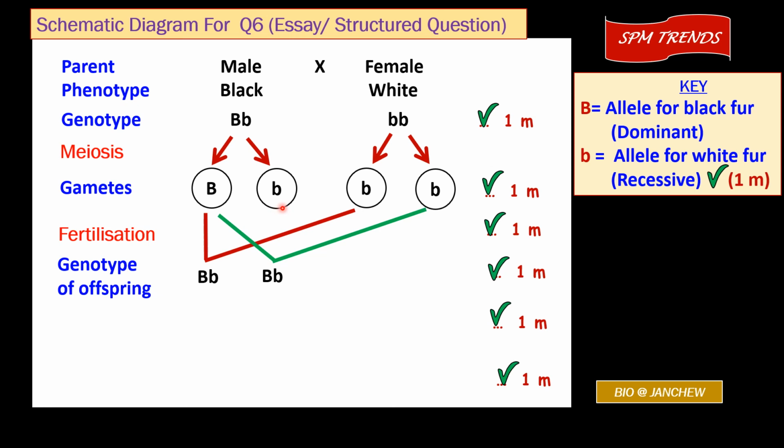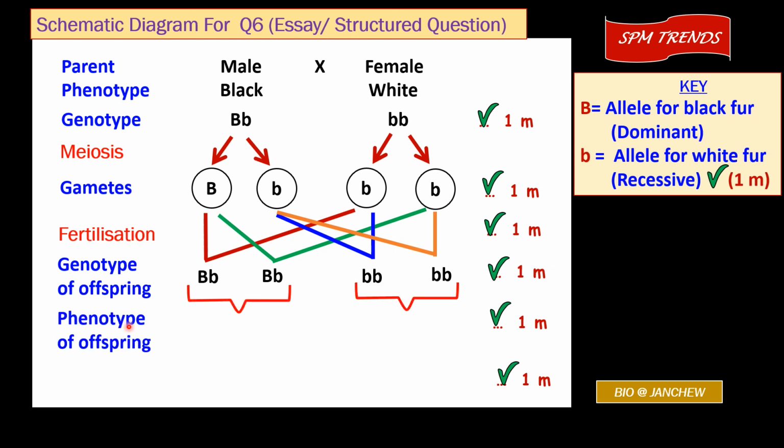Third possibility is that the second gamete fuses with the first gamete from the other parent. The result is a genotype that is small b, small b. And the fourth one is second gamete with second gamete, small b, small b. So the genotype will determine the phenotype. What are the phenotypes of the offspring?